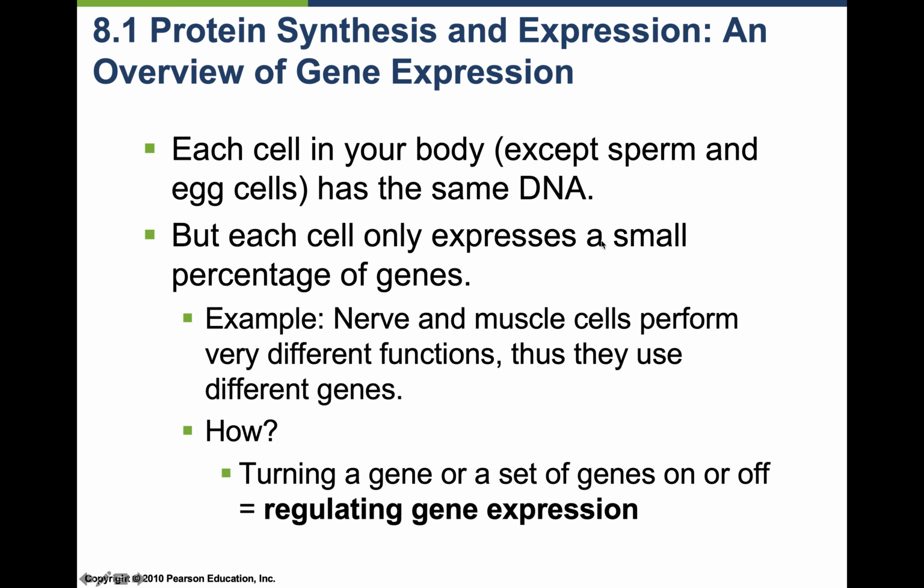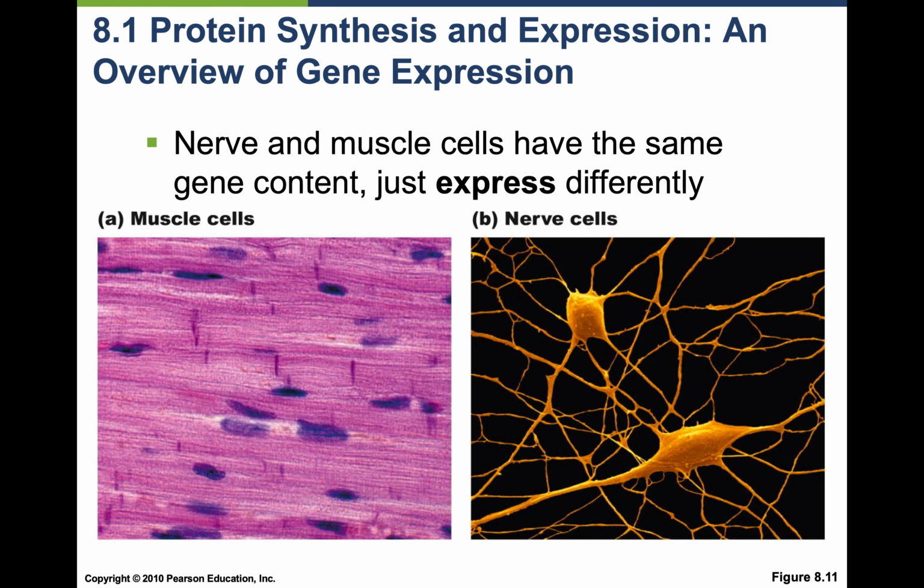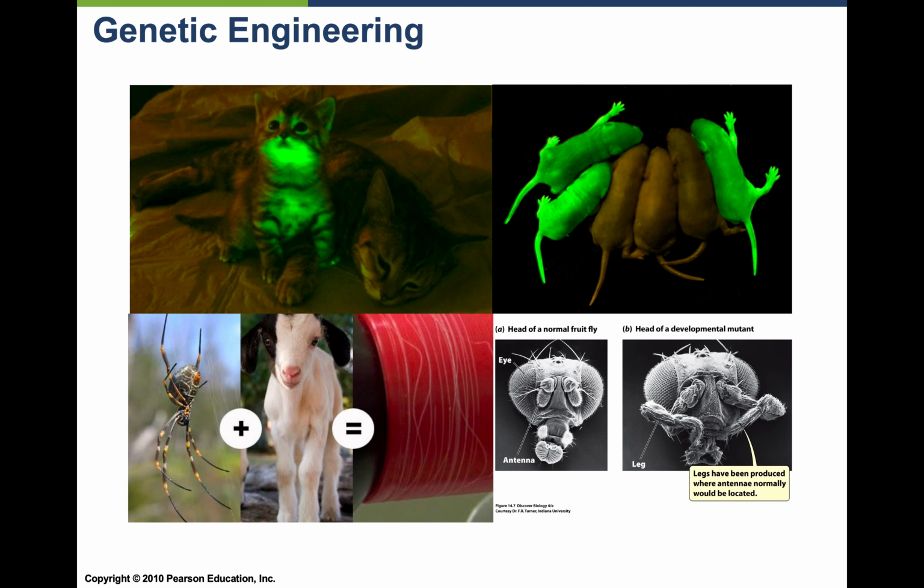But each cell is only going to express a small percentage of genes. So for example, nerve and muscle cells are going to perform very different functions, so they're going to have very different genes expressed. How does this all happen? Well, turning a gene or a set of genes on and off is how this happens, and it's called regulating gene expression. If you look at this, they have very different structures. The cells themselves are structured very differently, and this is just from expressing different gene contents.